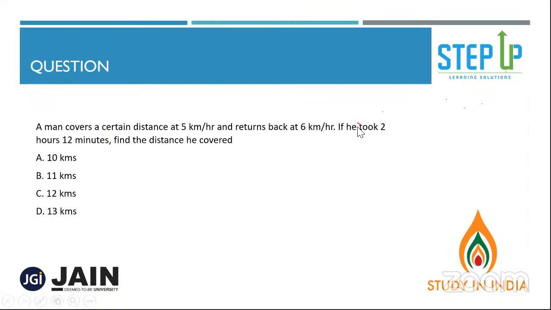Twelve is the answer. Okay, what method have you used? Okay, what is constant again? A man covers a certain distance at 5 kilometer per hour and returns back. So he's going at the speed of 5 kilometer per hour and coming back at the speed of 6 kilometer per hour. Can I say distance is constant again? Yes, distance is constant.